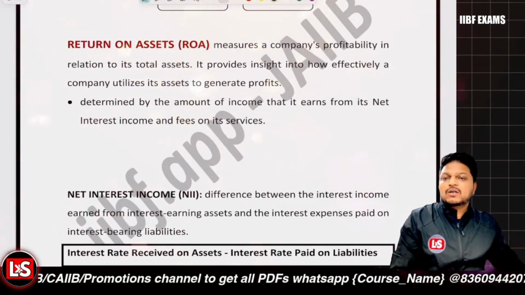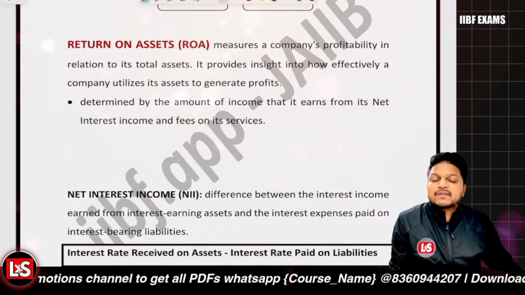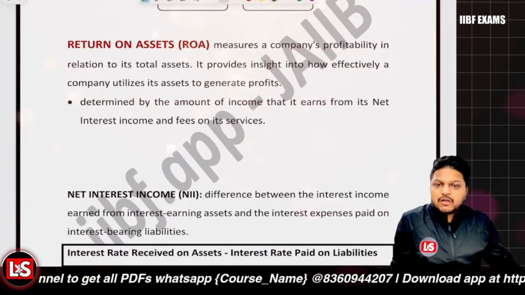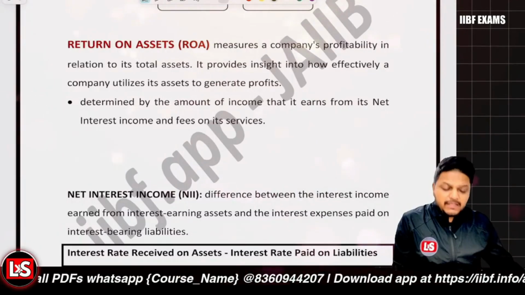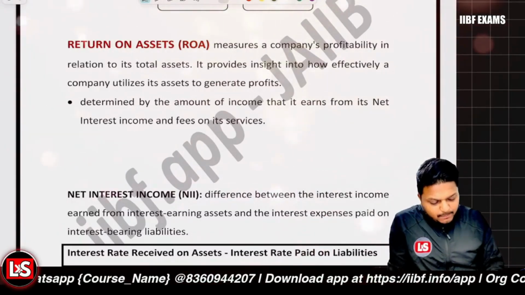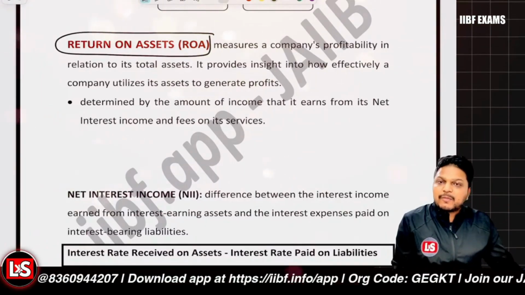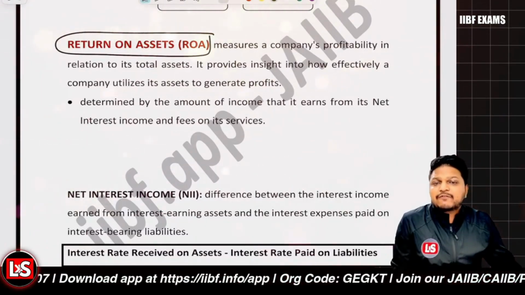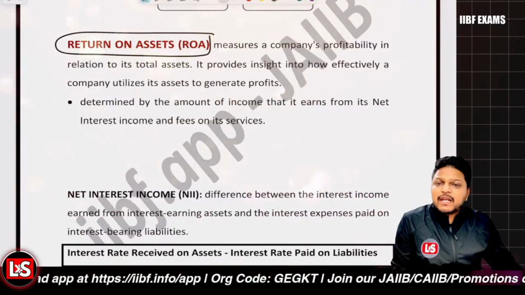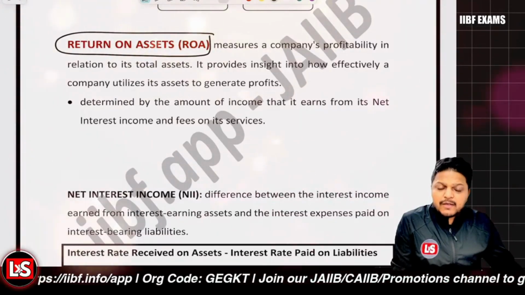First one, it's about the return on assets. Now, ROA is a profitability ratio. As I told you, for the evaluation of profitability, we do use it. And further, what is the formula related to it?